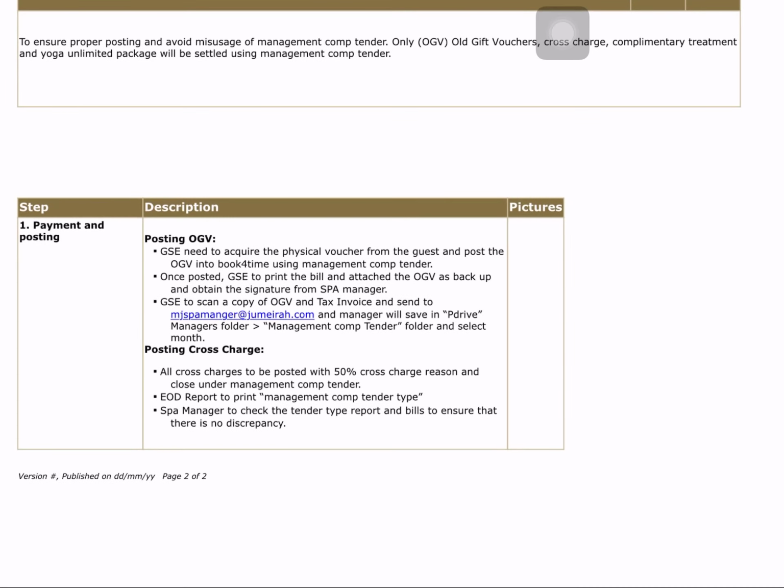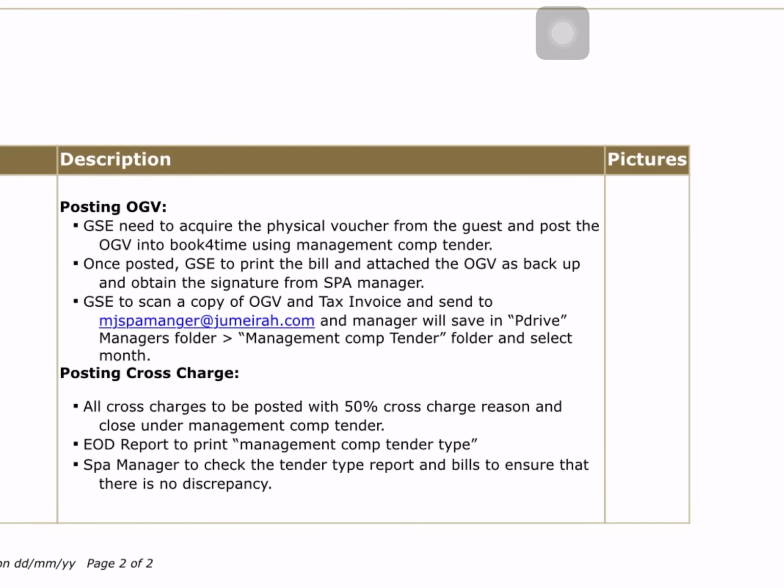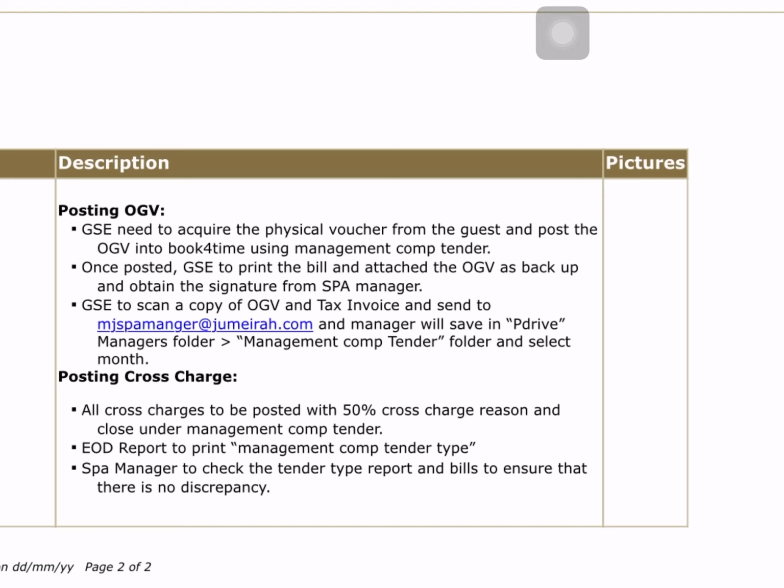So step 1 is payment and posting. GSE needs to acquire the physical voucher from the guest and post the OGV into book for time using management comp tender. So basically, you know how to process it, right? We put the gift voucher number, we settle the gift voucher number plus the amount of it, and then we settle it as management comp. Once posted, GSE to print the bill and attach the old gift voucher as backup and obtain the signature of the spa manager.